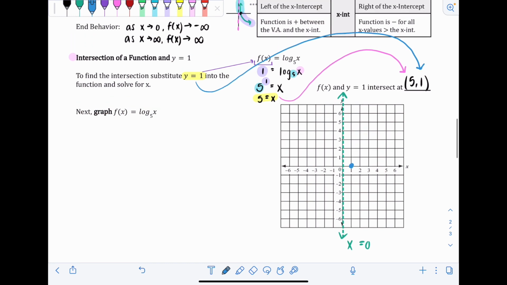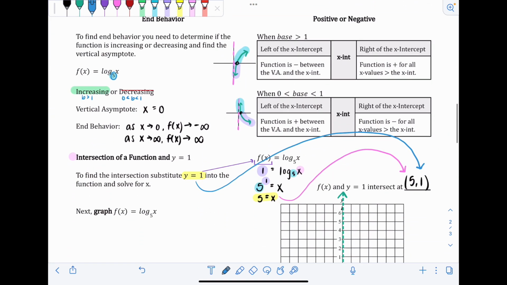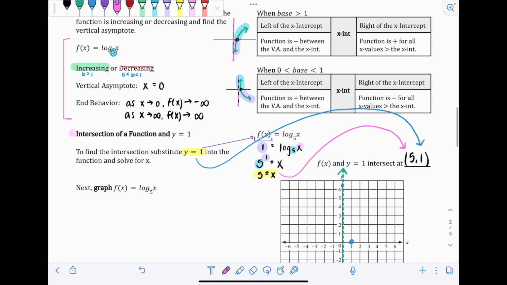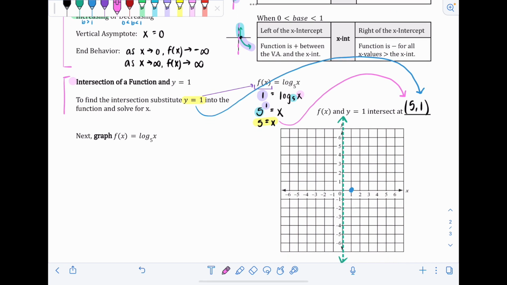And then we found, I went too far, sorry, we found an end behavior of f of x equals log base 5 of x, that same function we're trying to graph. Our end behavior told us that it was increasing, so it should go up and to the right. So it's going to help us finish our graph. And then in this section, we found that intersection point of the function and y equals 1, which was at 5, 1. So that intersection point has to be a point on the graph. So we would have a point at 5, 1.